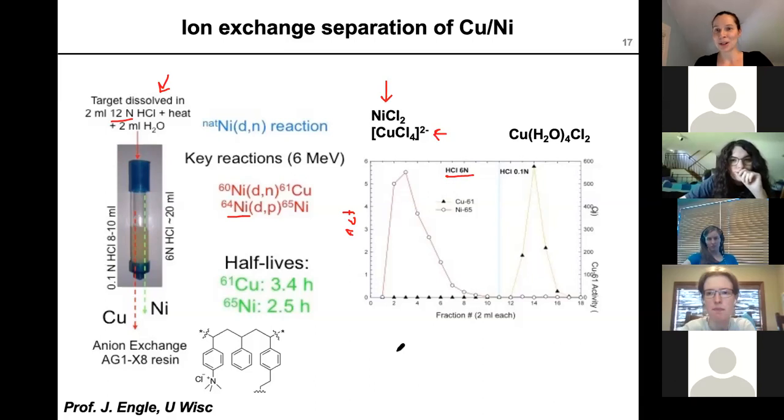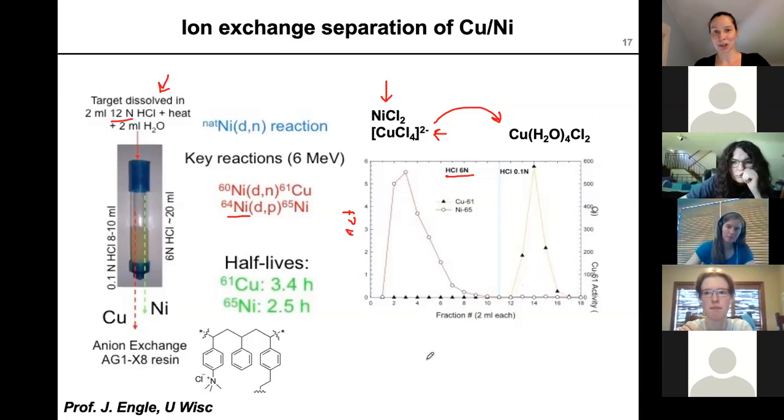Once we finish eluting the nickel chloride, we can change the speciation of the copper to something that drops in binding affinity to this anion exchange resin. So we want something that doesn't have such a high negative charge. We achieve that by diluting the acid and the chloride concentration. Then the copper will change speciation and turn into this octahedral complex that has 4 waters bound and 2 chlorides bound. The overall charge of this complex is now neutral. That allows us to dislodge our radioactive copper that we're interested in from our anion exchange resin, elute it in a fairly small volume, and isolate it.